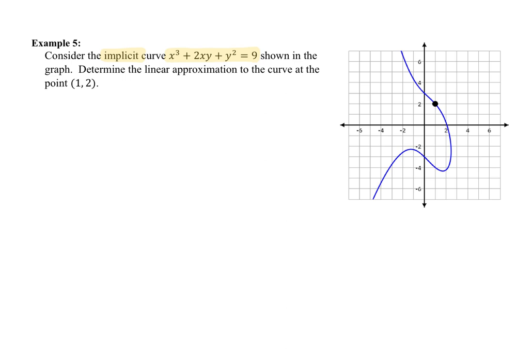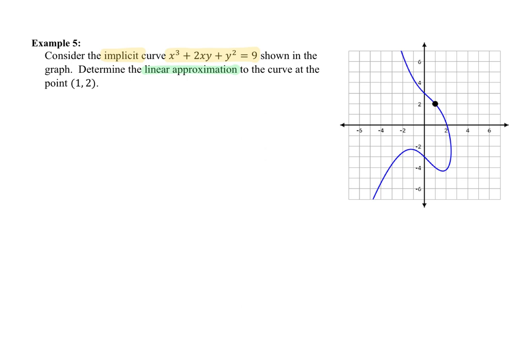Now, this is an interesting curve that I have already put into Desmos for you, and I've put the graph here. So you can see it's not a function. It's kind of a crazy curve. And we're interested in finding the linear approximation to this curve at the point given.